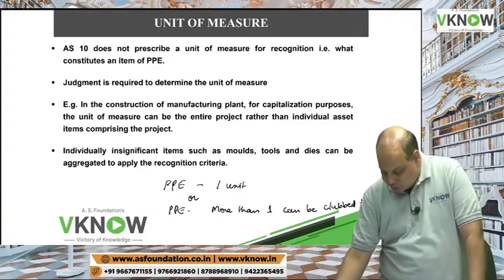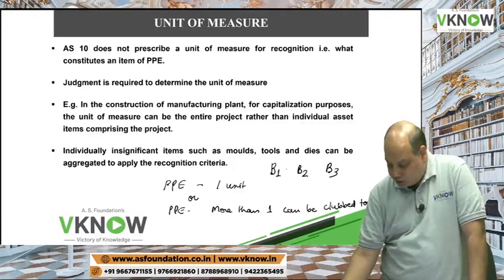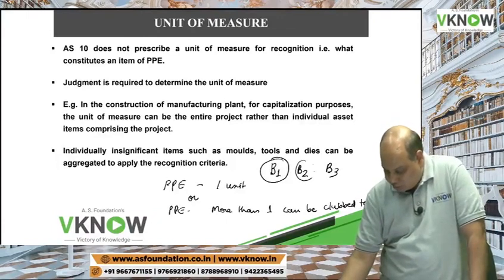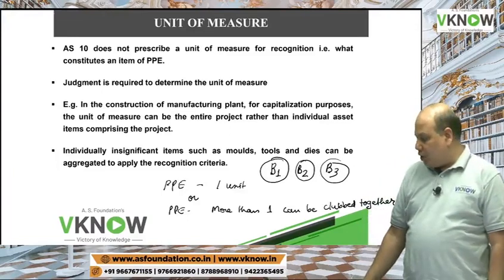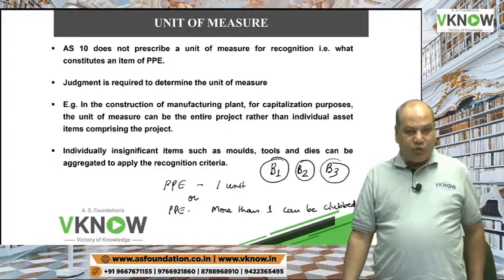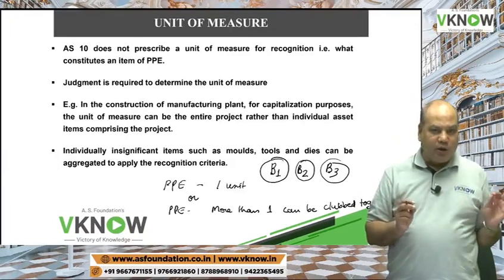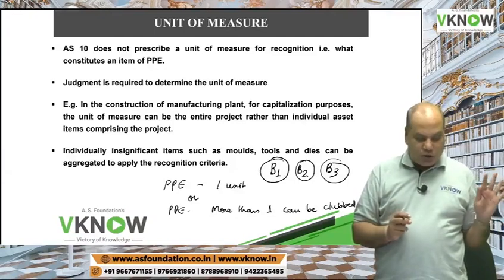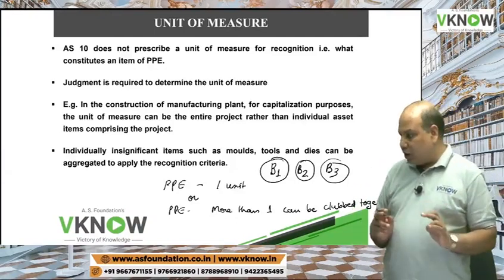So understand, suppose I have building 1, building 2, building 3. Then each building will become one separate item of PPE. So I will account for each building separately. Their cost, depreciation, impairment, revaluation will be done separately.